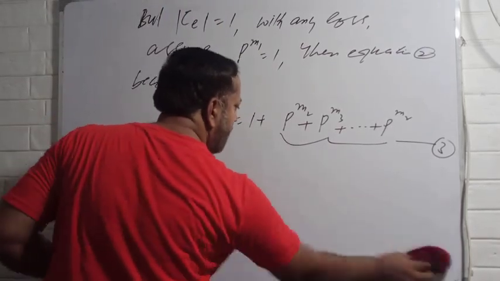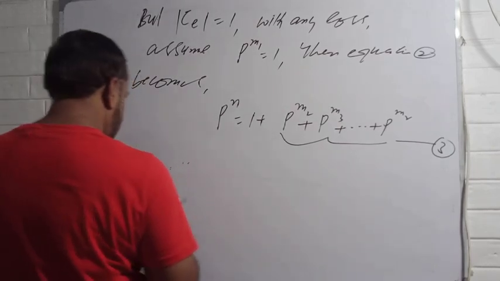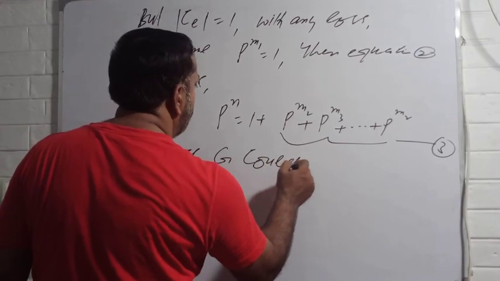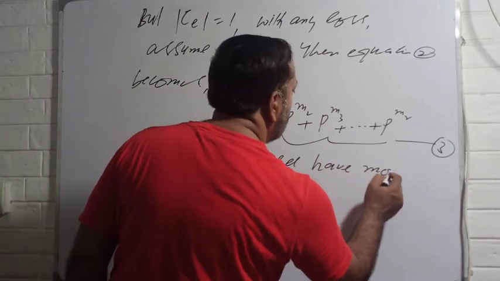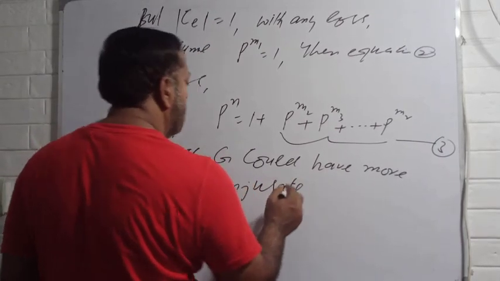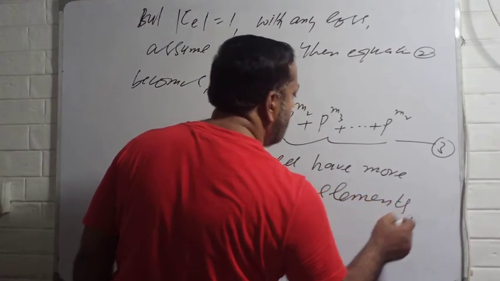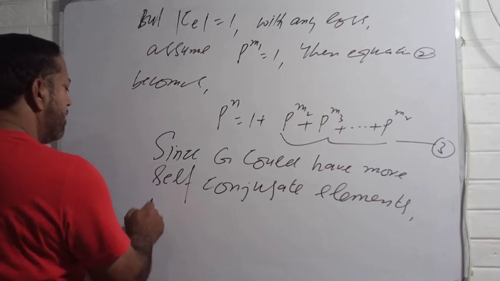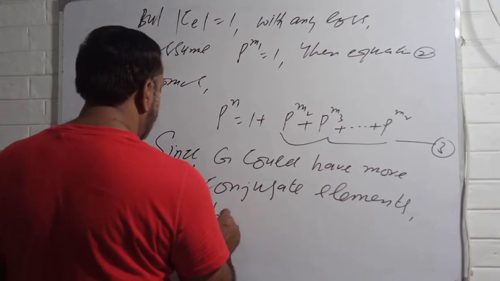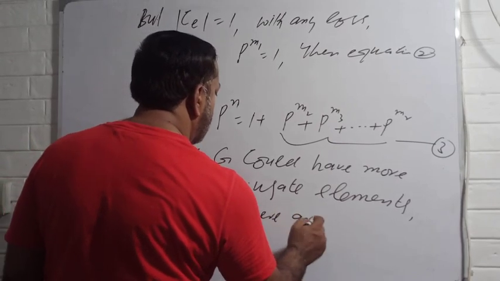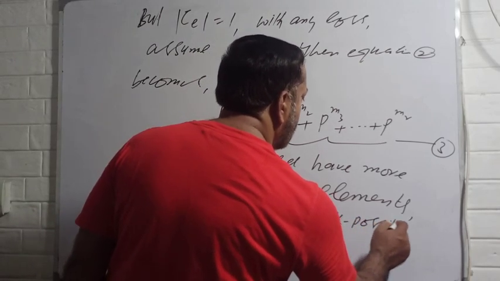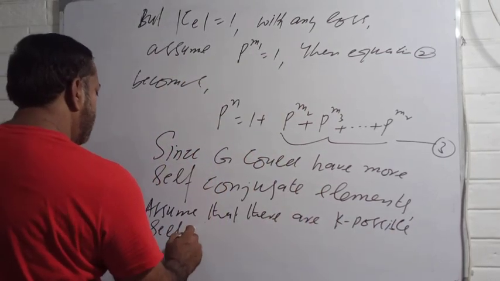Since G would have more self-conjugate elements, assume that there are k possible self-conjugate elements.